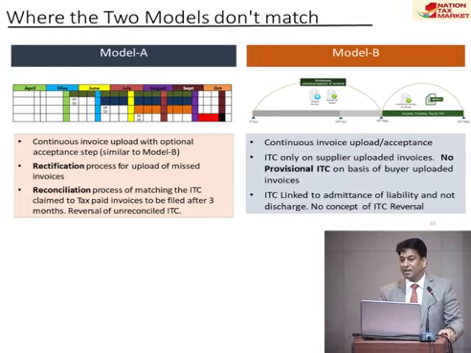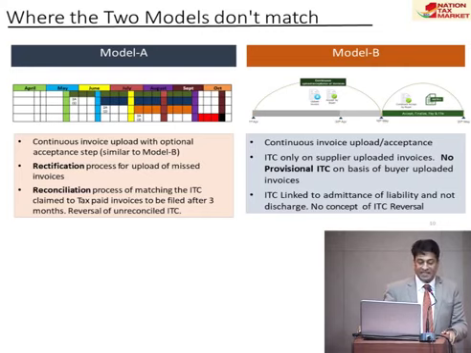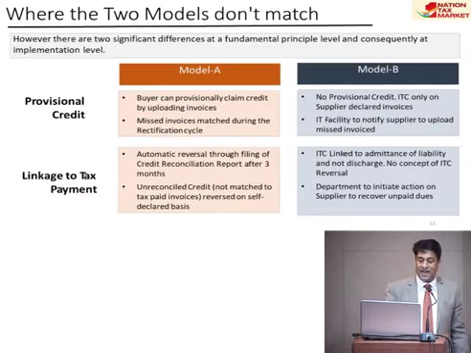There is no provisional credit. If the supplier has uploaded, and it is accepted by the recipient, it is a confirmed liability; once paid off, ITC is available. What this model is saying is that the reconciliation process of matching the ITC claimed to tax-paid invoices is to be filed after 3 months, with reversal of unreconciled ITC. It further goes down and says there are 2 points, and this is very important, where I would like to highlight what we are suggesting to the Government of India and what we have suggested.